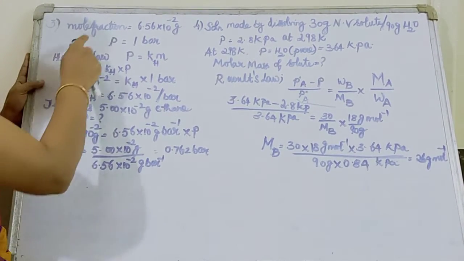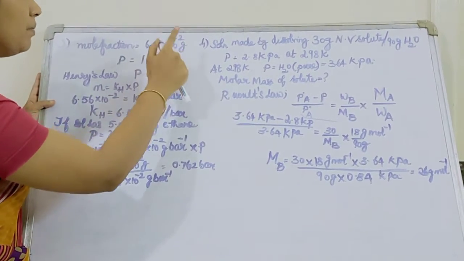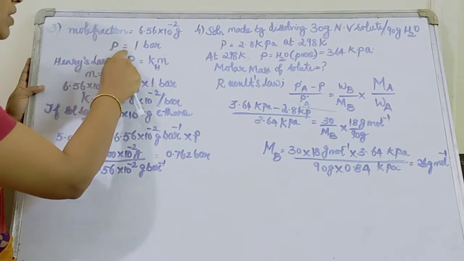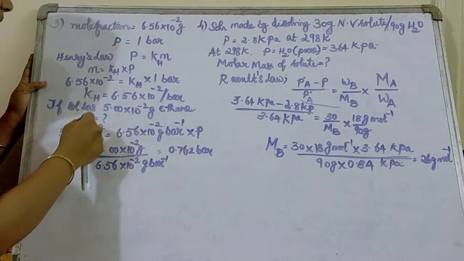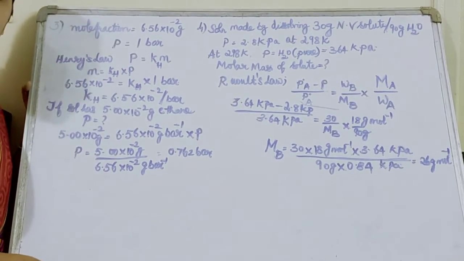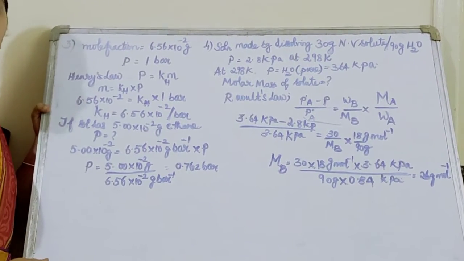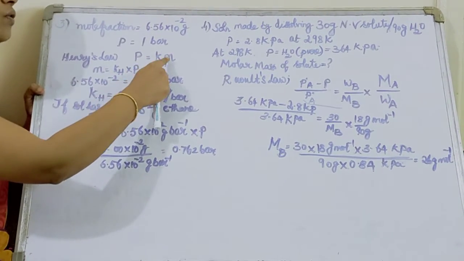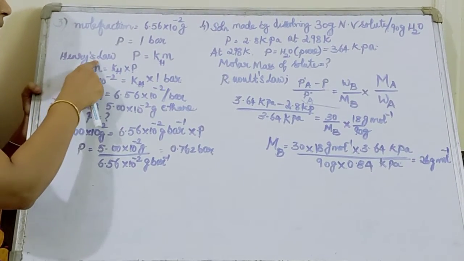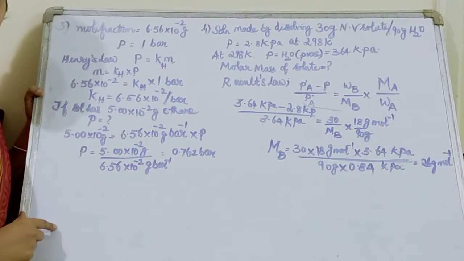In the third problem, they have given the mole fraction as 6.56 into 10 power minus 2 grams. They have given the pressure value as 1 bar. They have asked us to calculate the partial pressure. We have already seen in this chapter what Henry's law is. Partial pressure of any gas is directly proportional to the mole fraction. Since it is Henry's law, I will be introducing the constant Kh, which is Henry's constant.